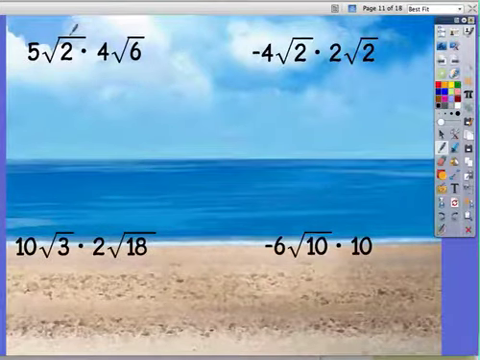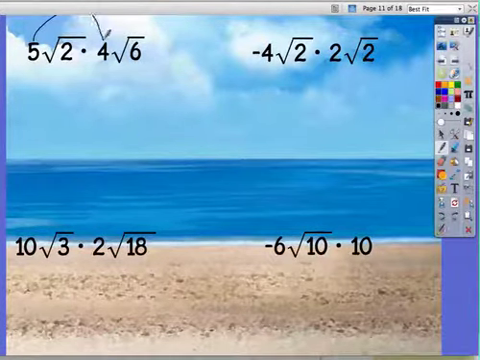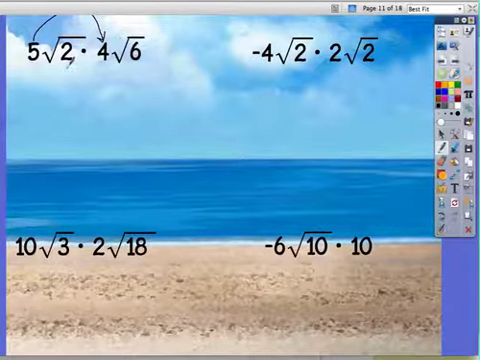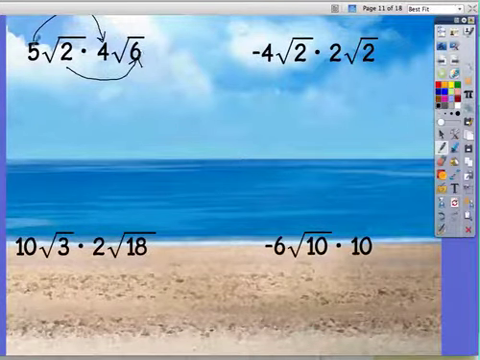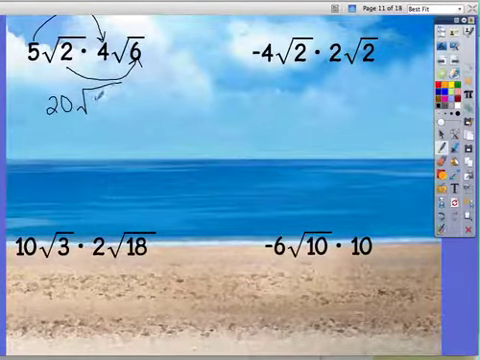So let's see. Our indexes are the same here. We've got a 2 and a 2. So this means I can multiply outside to outside and inside to inside. So if I multiply 5 times 4, I end up with 20. And then the square root of 2 times the square root of 6 is the square root of 12.